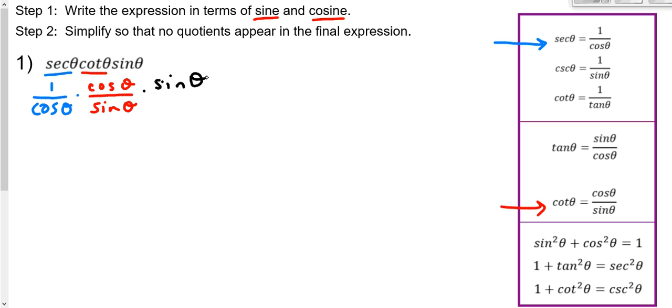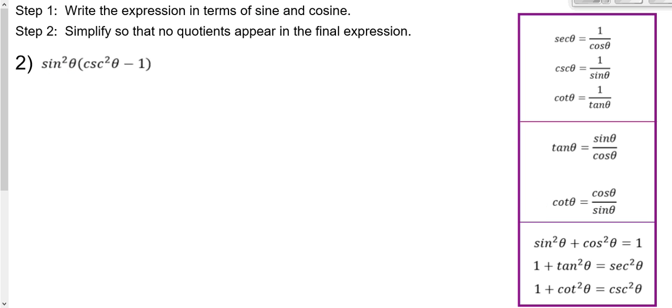Okay, let's look at what we have. Notice that you have a cosine theta on the bottom and the top. You can cancel those. And notice that you have a sine theta on the bottom and the top. You can cancel those. So that means all we have is 1. So this expression that we were originally given is a special form of 1. It's just equivalent to 1. Okay, let's look at the next example.